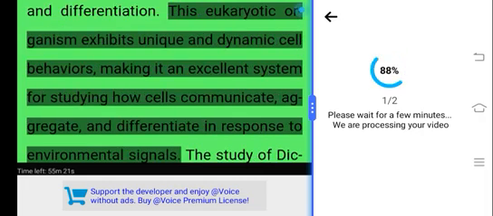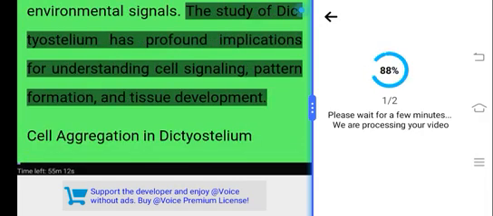This eukaryotic organism exhibits unique and dynamic cell behaviors, making it an excellent system for studying how cells communicate, aggregate, and differentiate in response to environmental signals. The study of Dictyostelium has profound implications for understanding cell signaling, pattern formation, and tissue development.